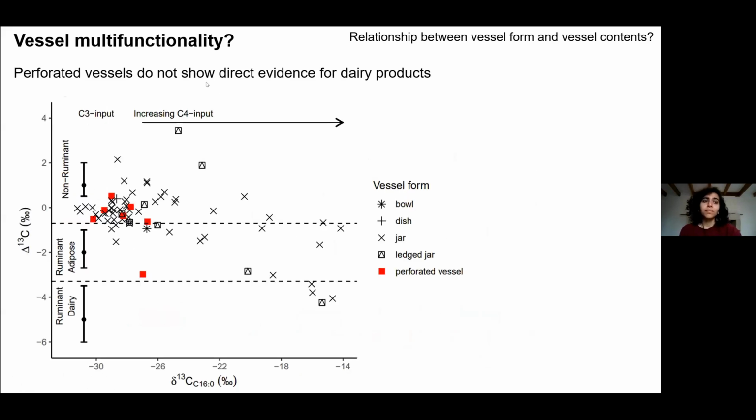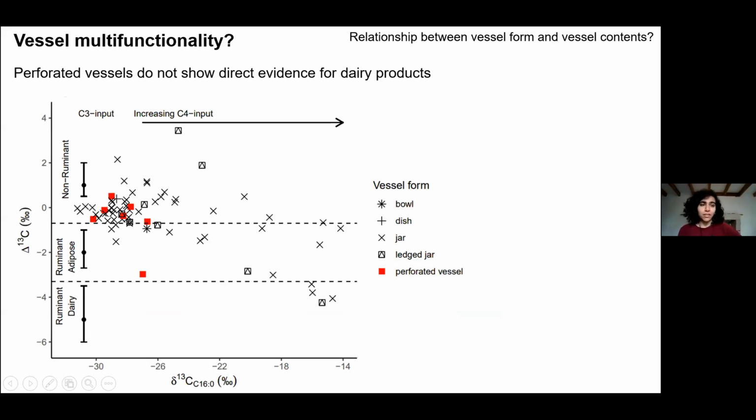And finally, the perforated vessels did not show any evidence for dairy processing. And this was a really intriguing and confusing result, because most of them, again, plot in this non-ruminant fat region, except for a single one from Fermanagh, actually.